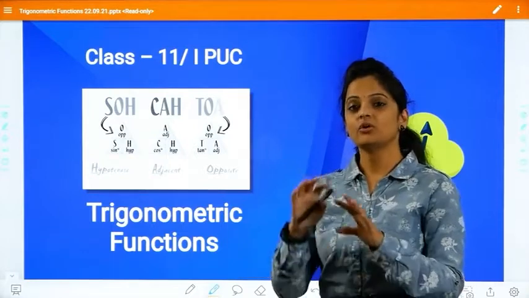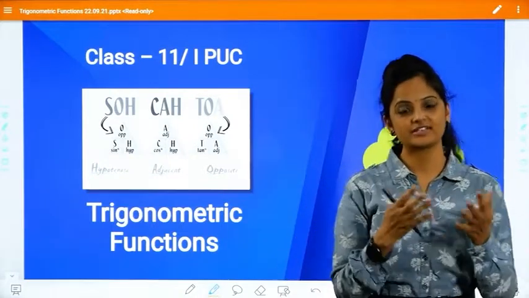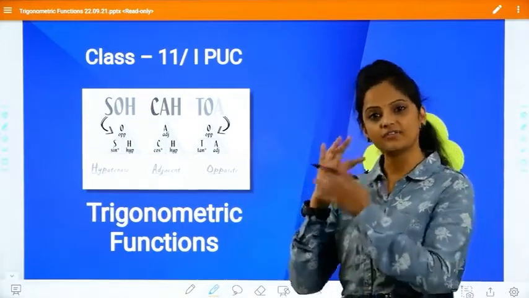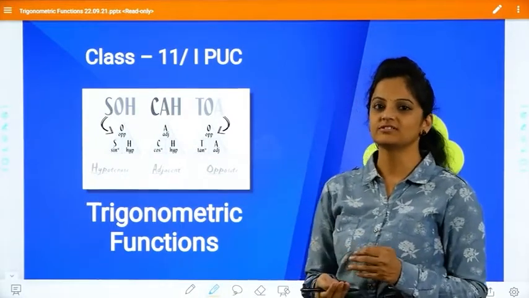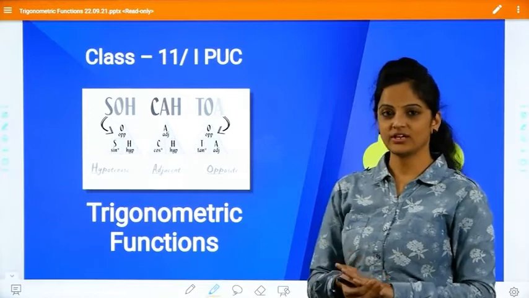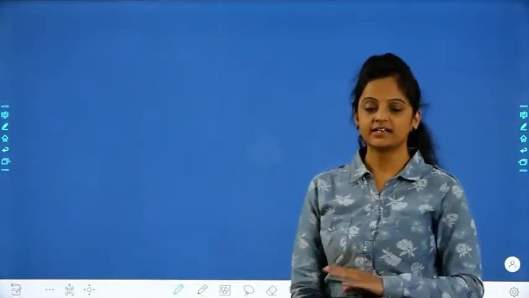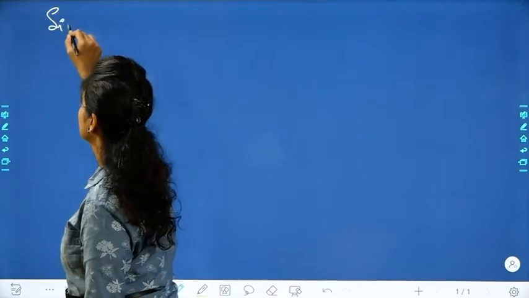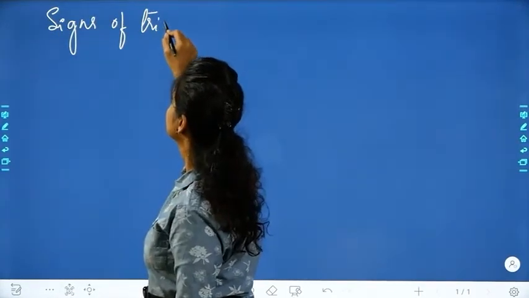We'll know not only 0 degree, 30 degree, 60, 45, 90, whatever, that is the standard angle you have already learned. But after knowing that, we will learn more in allied angles. Okay, are you ready for that? Before the standard angle and allied angle, we should know the signs of trigonometric functions. Let's see the signs of trigonometric functions first.